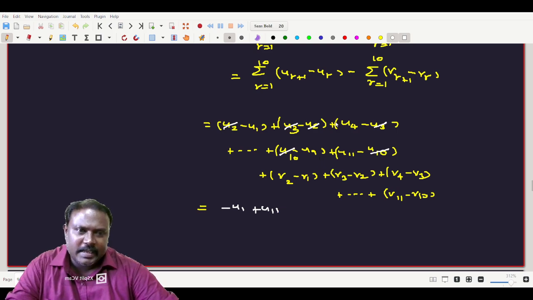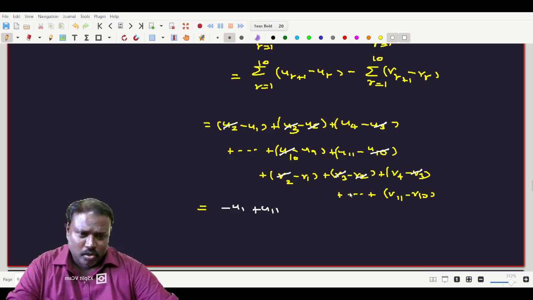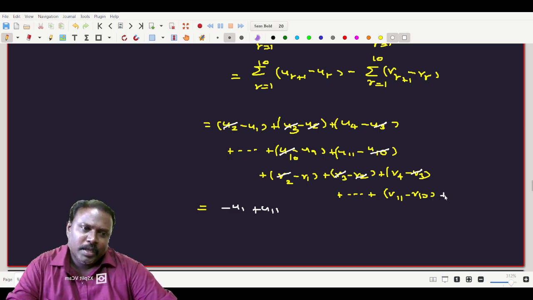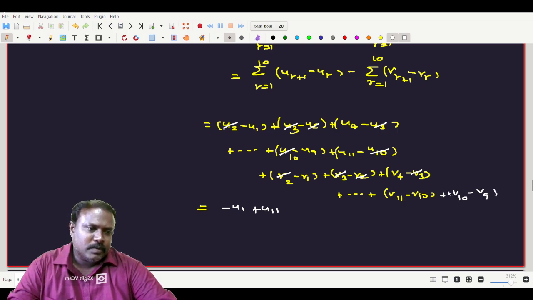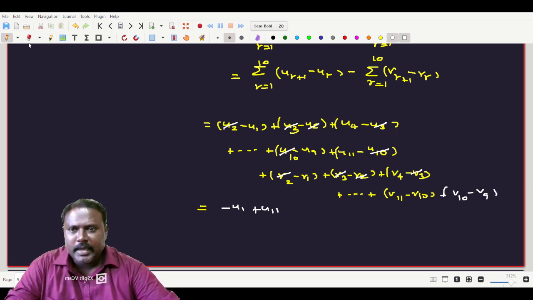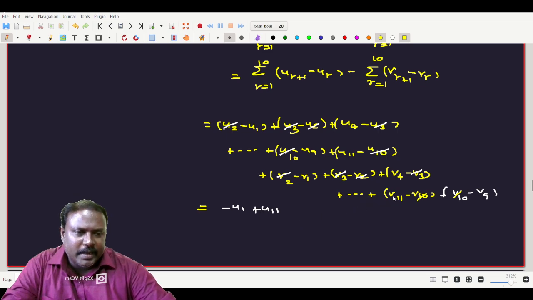Okay, and then here you just look, this v2 cancels, and then this v3 and this v3 cancel. So some terms will get cancelled. This is the last term; by putting r equal to 10, I will get this last term. If I put r equal to 9 before this term, I will get v10 minus v9. So these two terms will get cancelled, this v10 and this v10 get cancelled. So finally, v11 I will get.